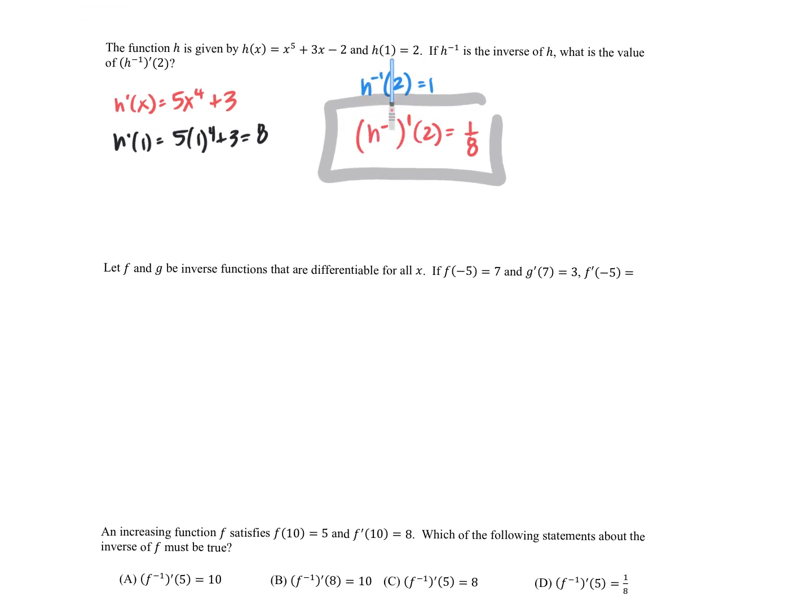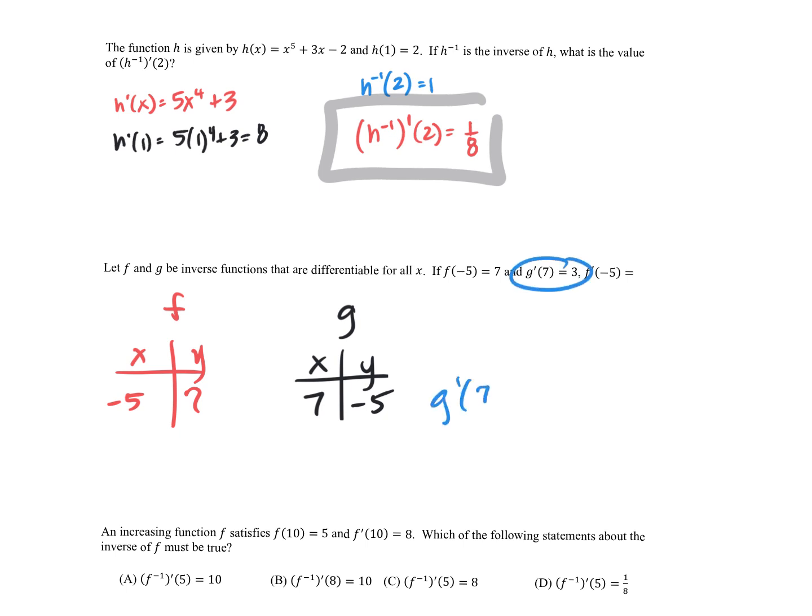I don't think that this helped. I think that might have confused you guys. So let's be chart people. If my function has the point (-5, 7), and it says g is its inverse, what point does g have? Thanks. Awesome. They told us g prime of 7 is 3. They told us that.